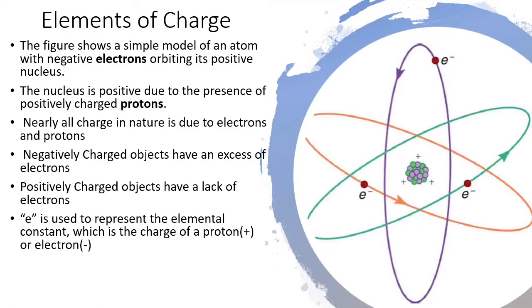e is used to represent the elementary constant, which is the charge of a proton. It's positive when it's a proton, and it would be negative if it's an electron. The absolute value of e is 1.6 times 10 to the negative 19 coulombs. Again, if we're dealing with electrons, this would be negative 1.6 times 10 to the negative 19 coulombs.